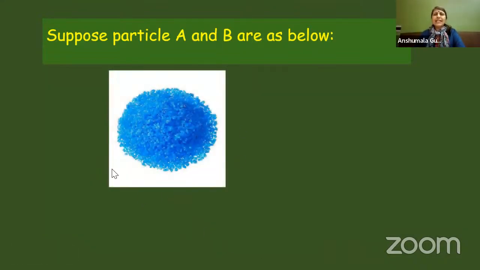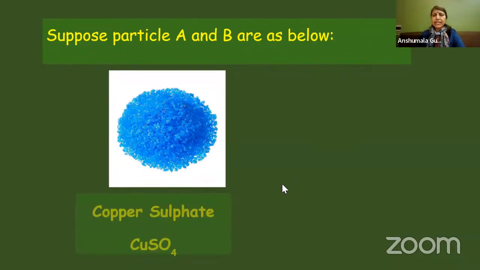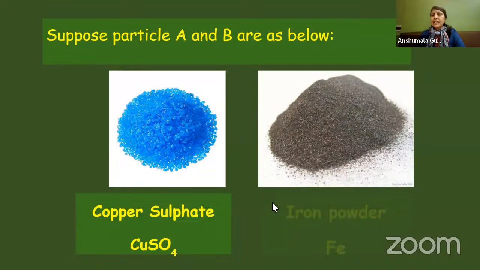Suppose these are our particles. Many of you are probably chemists. Do you recognize what this is? Copper sulfate. Yes, copper sulfate. So suppose we have copper sulfate with us and we have, suppose, iron powder. Both have very tiny particles.